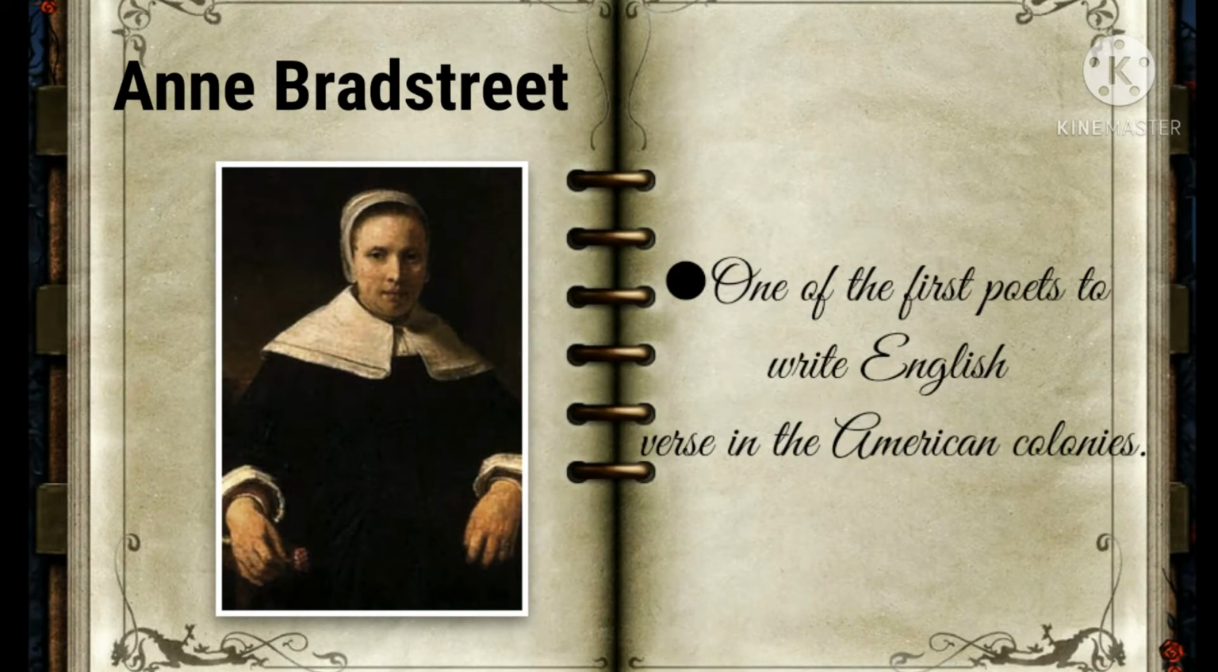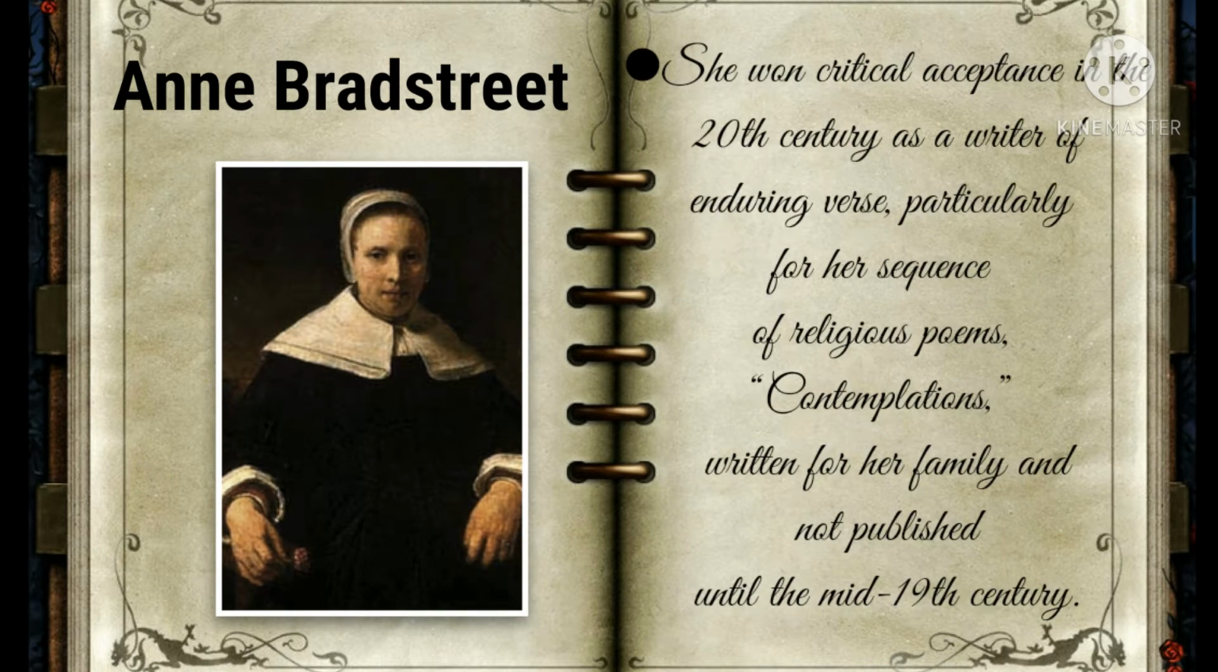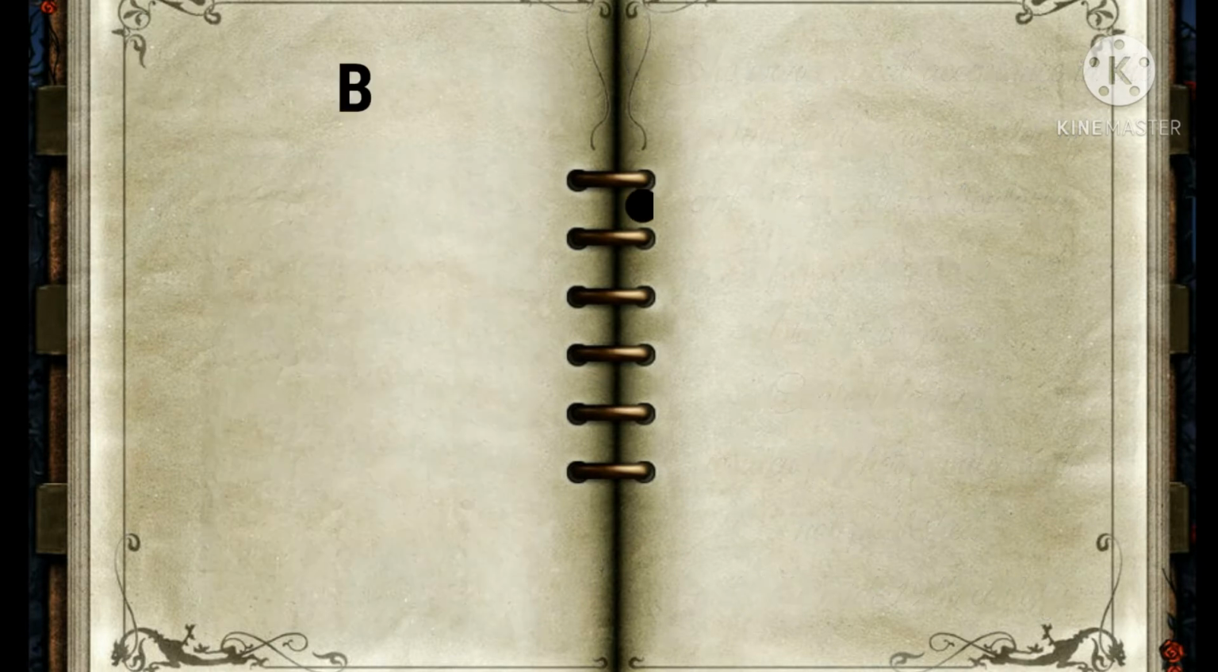She is one of the first poets to write English verse in the American colonies. She won critical acceptance in the 20th century as a writer of enduring verse, particularly for her sequence of religious poems, The Contemplations, which was written for her family and not published until the mid-19th century.